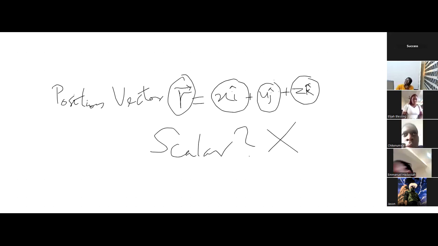Describe statics. It's when an object is in a state of equilibrium. Yes, statics is what?